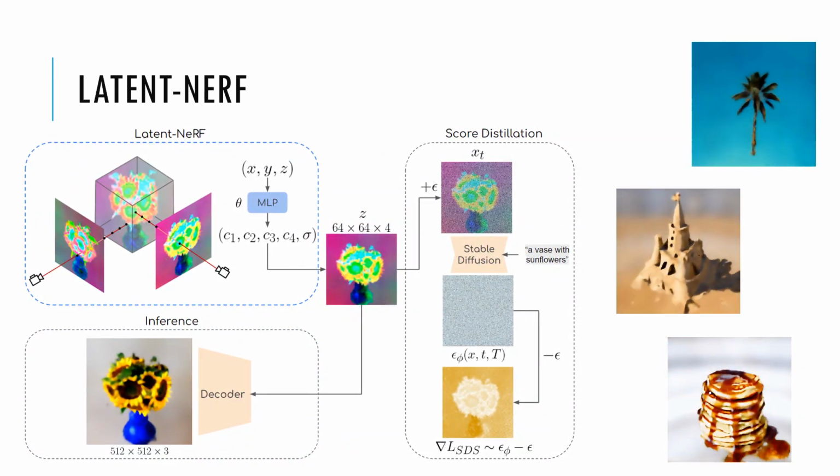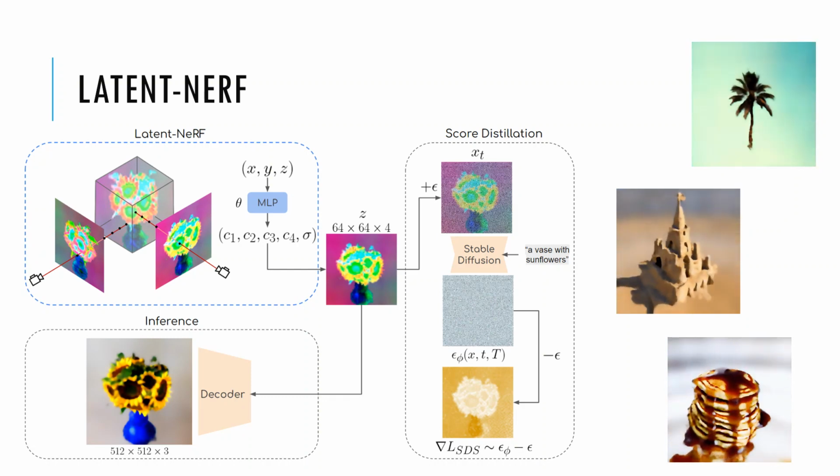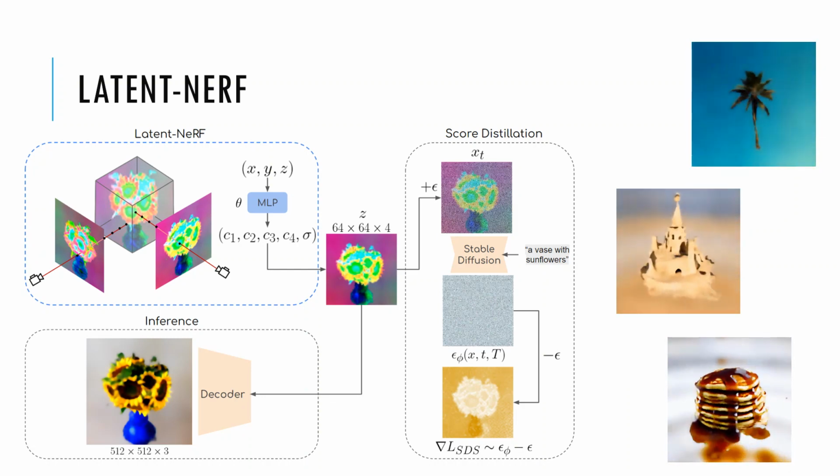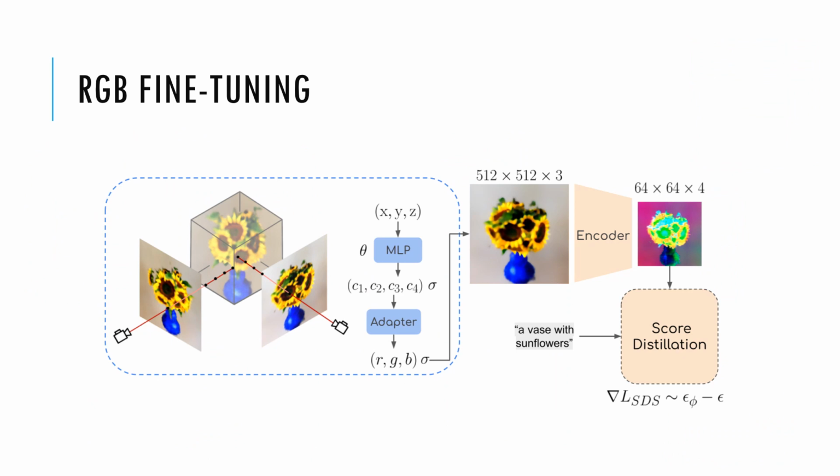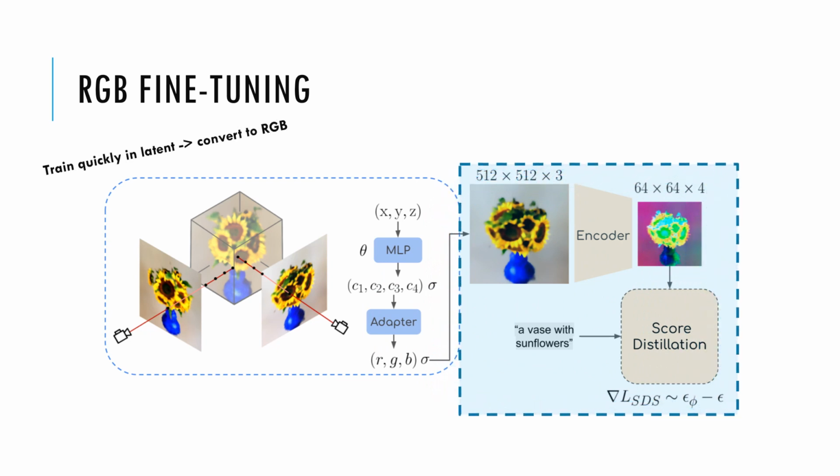These scenes are represented by Latent-NeRF models, which were trained using score distillation in latent space. In addition, we also show that our NeRF model can be easily adapted to RGB space without leveraging a decoder, with a simple linear map. This is useful when we want to fine-tune the Latent-NeRF representation in RGB to improve finer details that can only be represented in high resolution. In this setting, the rendered image is first passed through the encoder before score distillation is applied again in latent space.